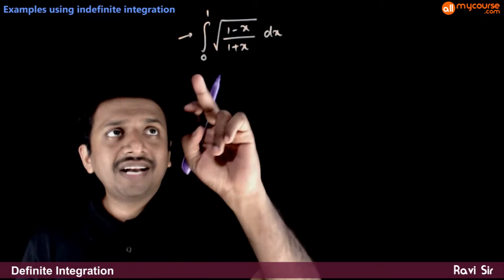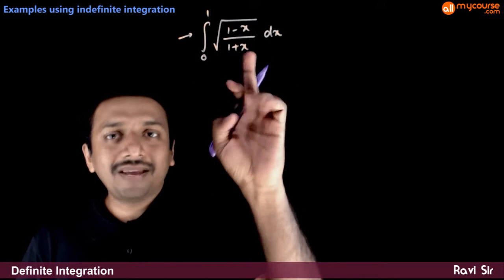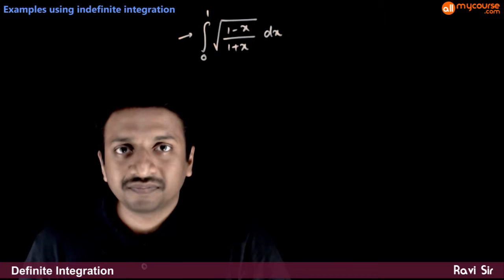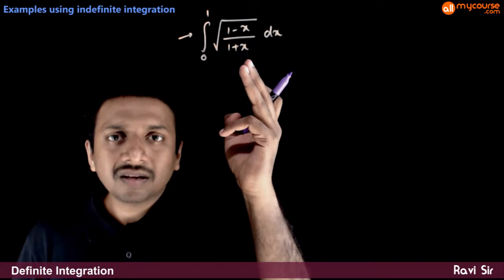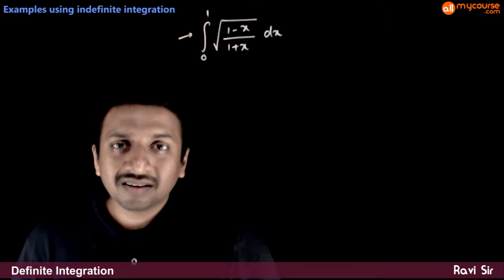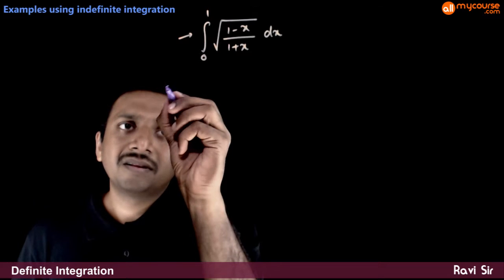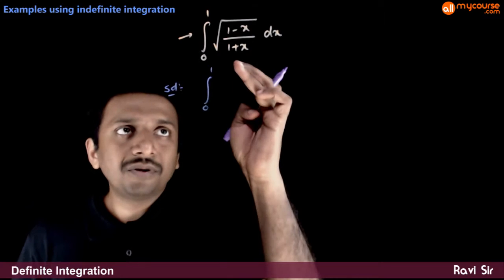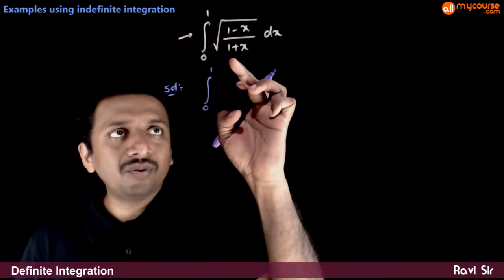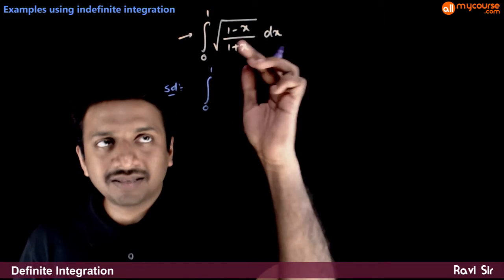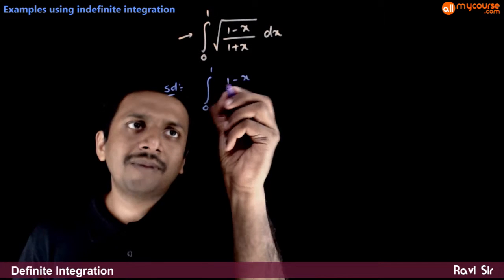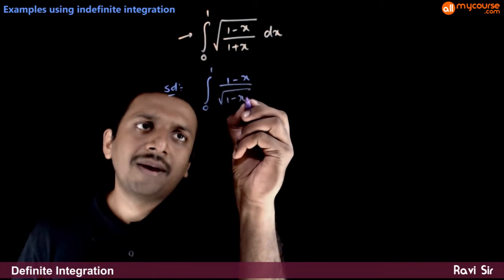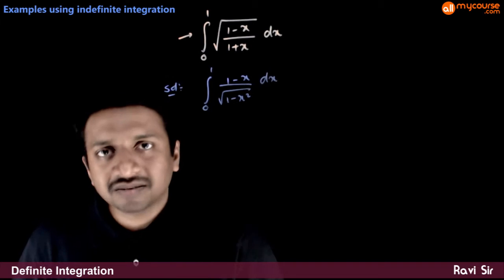Next, let us try to integrate 0 to 1 root of (1 minus x) by (1 plus x). So this can be integrated indefinitely. So how do we do the integration 0 to 1? If you rationalize the denominator, if you multiply by 1 minus x and 1 minus x, this will become (1 minus x) by root of (1 minus x square) dx.